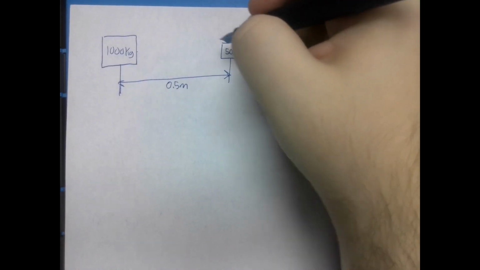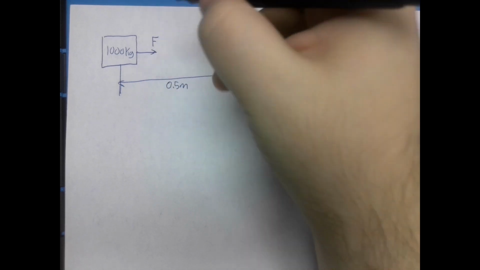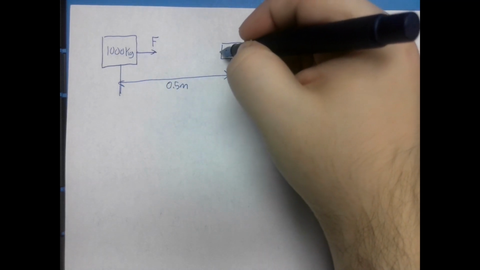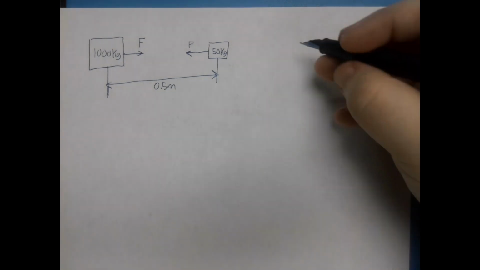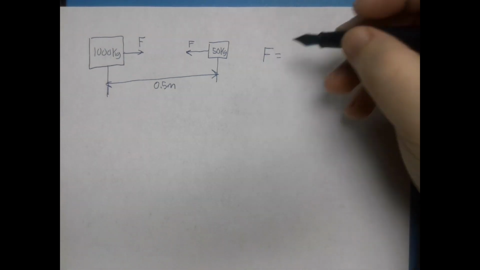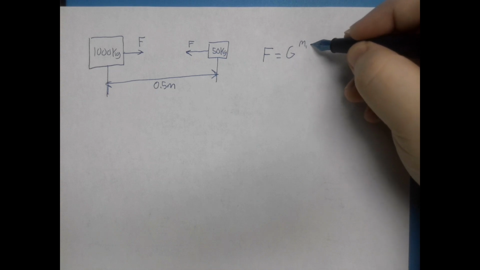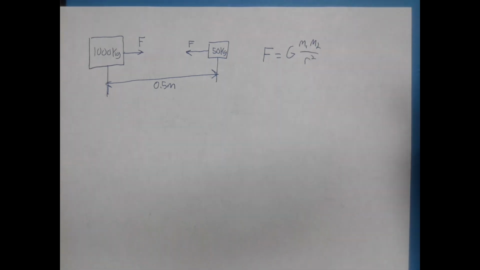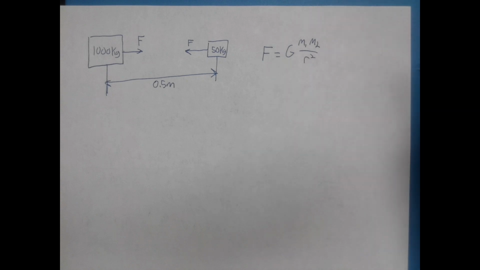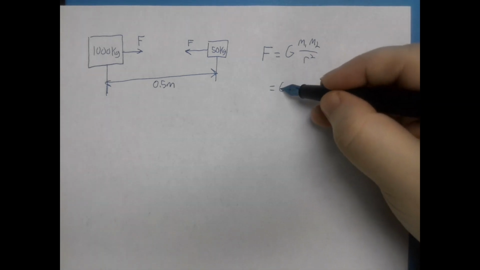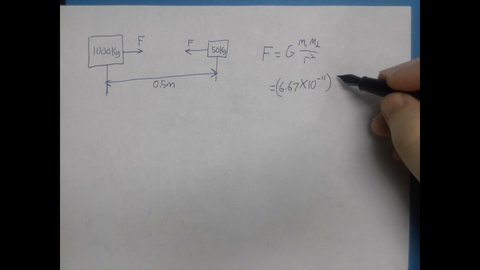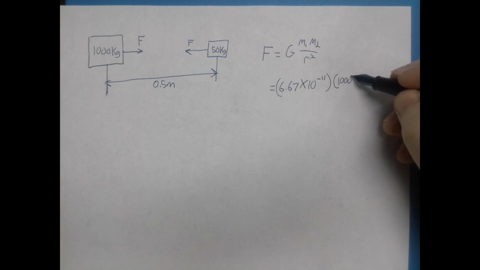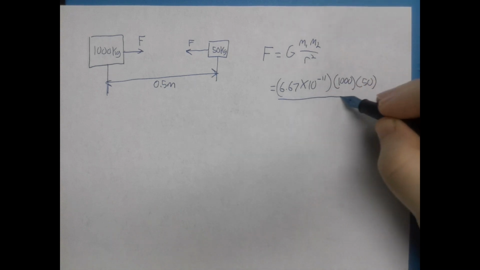So this object would pull with this force, and because of Newton's third law, equal and opposite, this object would pull with the same force, just in the opposite direction. So F equals G m1 m2 divided by r squared. Because the forces are the same, it doesn't matter which m we use. So that'd be 6.67 times 10 to the negative 11, times 1,050, over 0.5 squared.